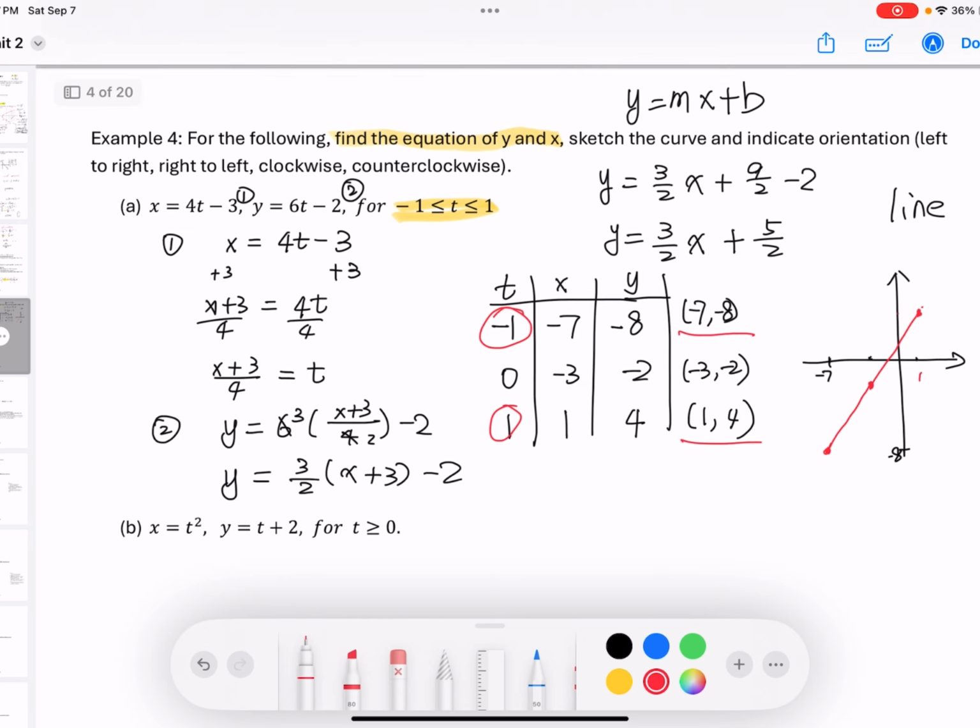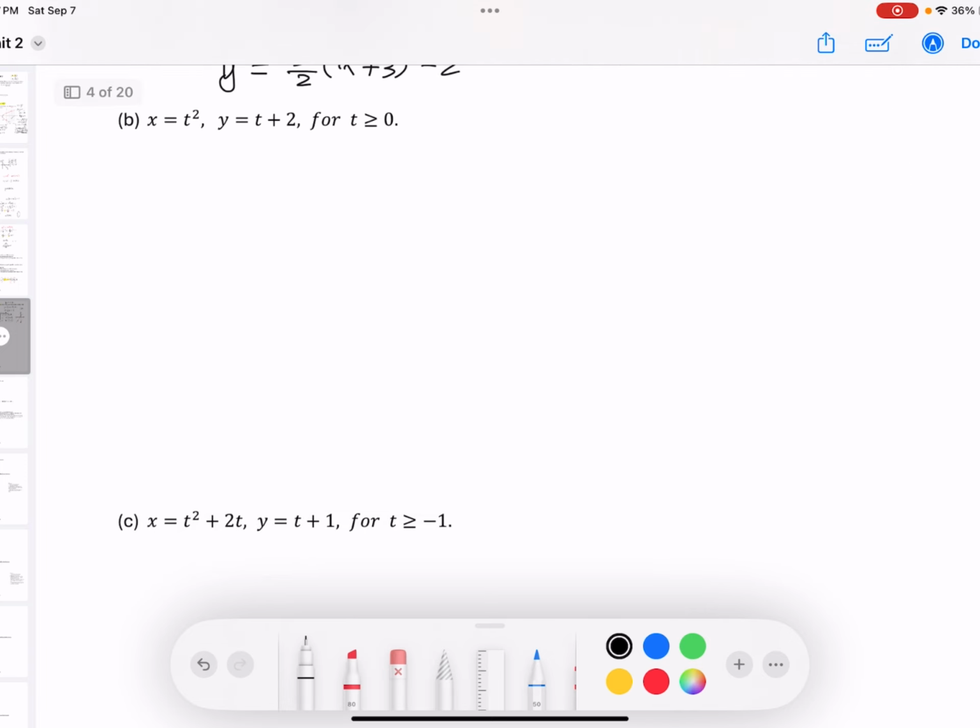Okay, what is orientation? I forgot to decide the orientation. Orientation is where my segment is going, from the initial to the terminal point. So I think we can say this is from left to right. Okay, let's see the next example.